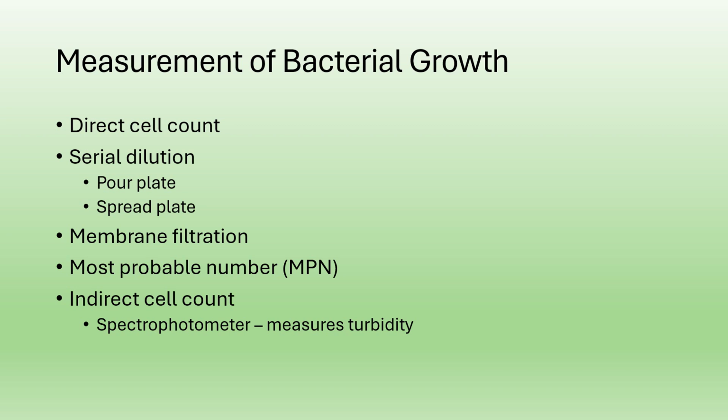So great, the bacteria are growing. How do you measure bacterial growth? If you can't see an individual cell, how do you measure the growth of them? Well, you can do what's known as a direct cell count. You can do what's known as a serial dilution. This involves a couple different processes. You can either do a pour plate or spread plate. You might do membrane filtration. You might do an estimate, which is called the most probable number, or MPN procedure, and you might do an indirect cell count using a spectrophotometer where you measure turbidity.